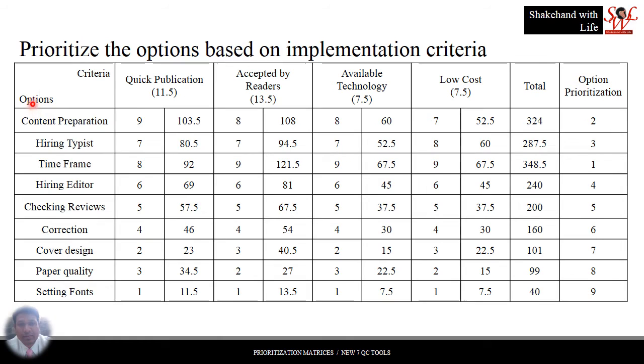Now this is our prioritization matrix. Here are the options: content preparation, hiring typist, time frame, hiring editor, checking reviews, correction, cover design, paper quality, setting fonts. And in the first row, these are the criteria: quick publication, accepted by readers, available technology, low cost. And this is the option criterion total. And here, prioritize options.